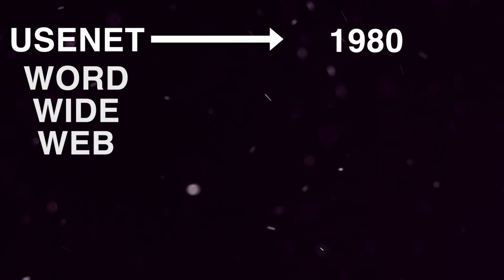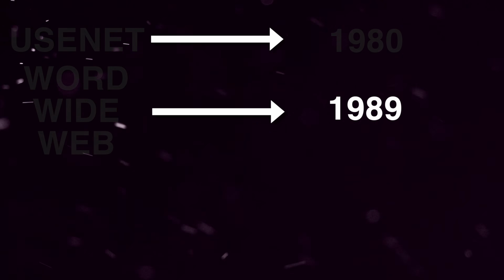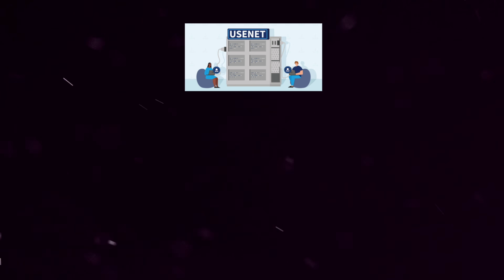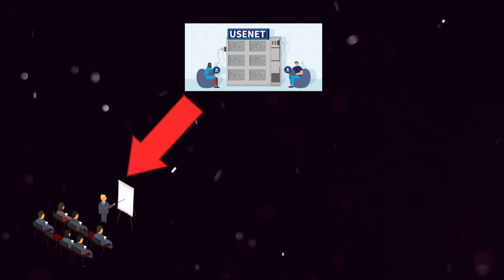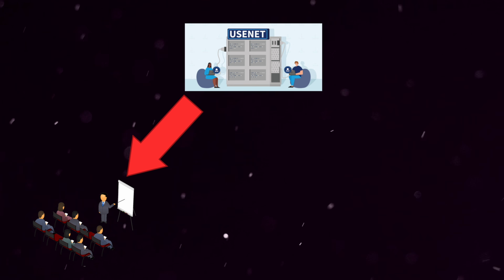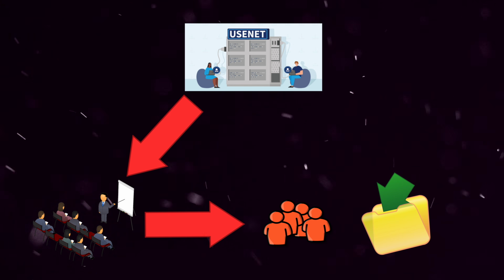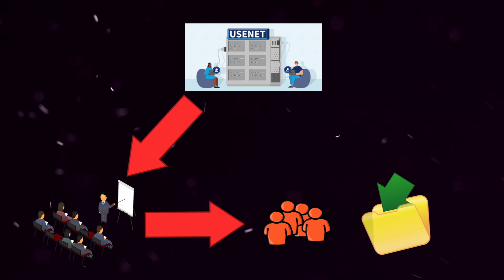If I say the word Usenet, most of you will probably think of one thing: piracy. Now, what is Usenet actually? Usenet was launched in 1980. It predates the World Wide Web by almost a decade. To explain it simply, it's a distributed network of servers hosting discussion or news groups, organized by topic, where people post text and files that propagate across servers worldwide.